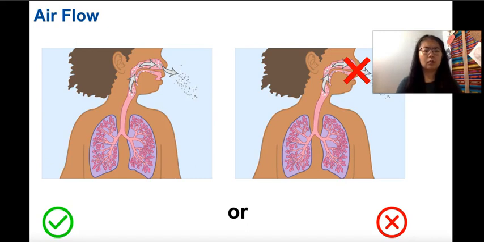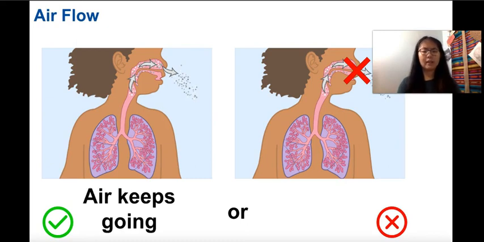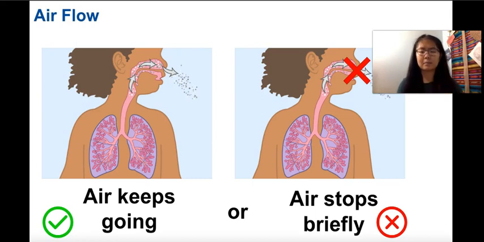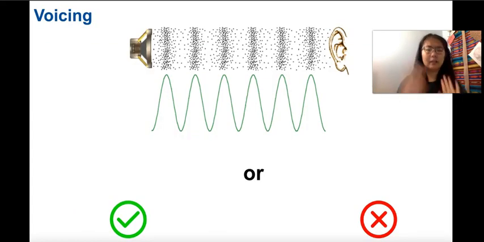So another way sounds can be different is the airflow, right? Sometimes the air keeps going, sometimes the air stops briefly, like p, p, right? To make the P sound, for example, I stop my airflow. So that's what that means. It sounds like P and K, right? You'll hear a K and feel a little puff of air sometimes.